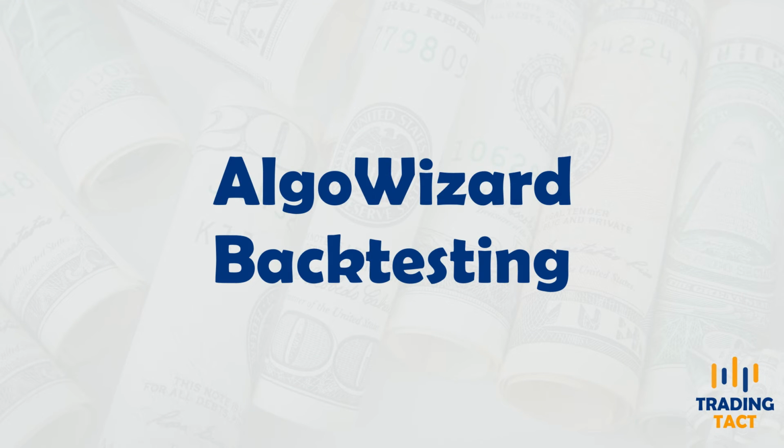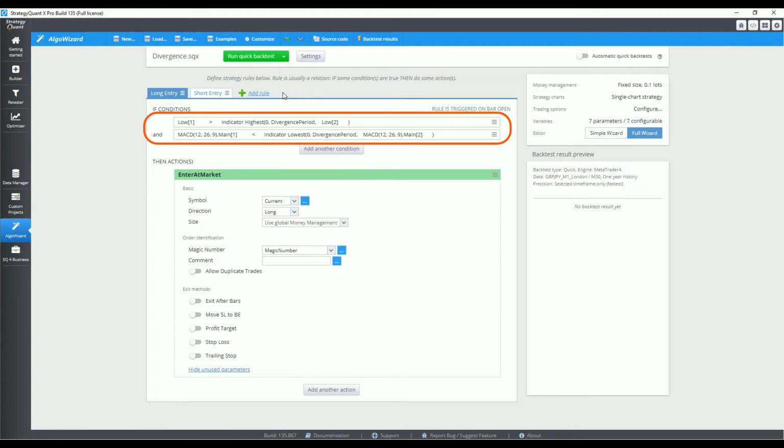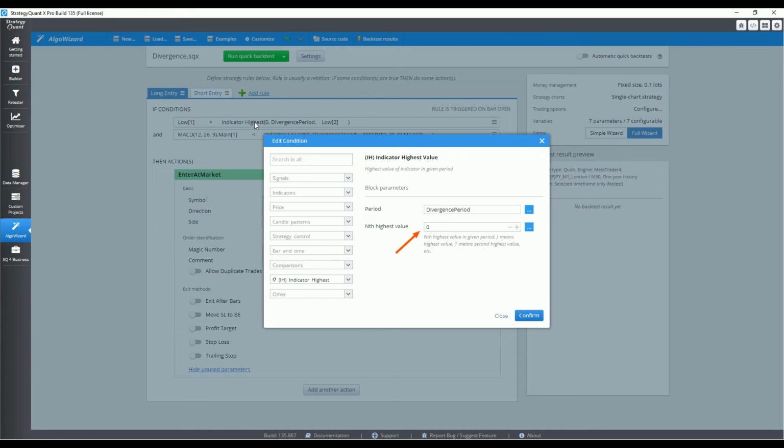Now for some AlgoWizard action. Here are the divergence entry conditions for the long side. The indicator highest function returns the highest price or indicator value over the lookback period, while the indicator lowest returns the lowest value. 0 means the highest value will be returned. Using 1 will return the second highest value, and so on. Divergence period is the lookback period and will be set to 10.